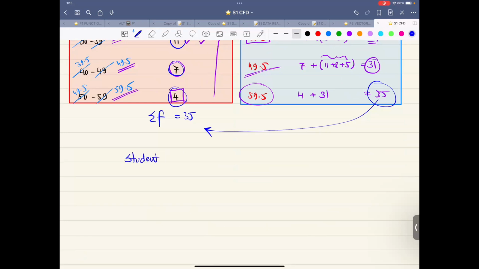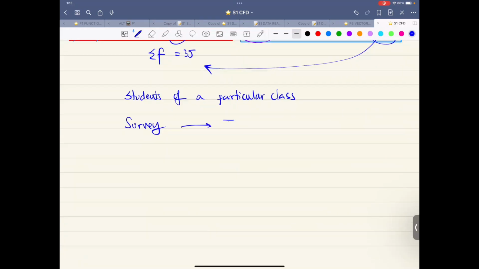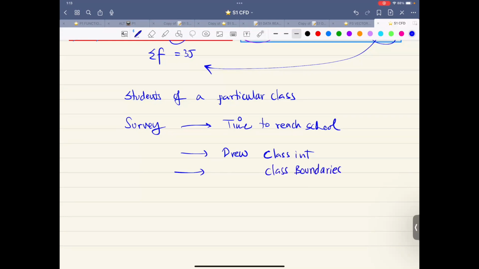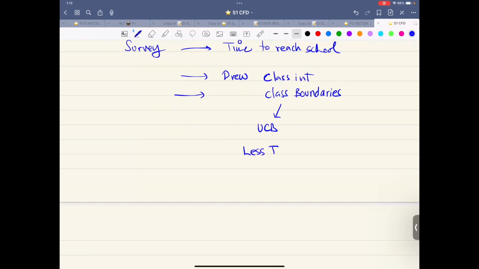So these are the students of a particular class, and a survey was carried out. And what is the objective of that survey? To take the data, the time to reach school. And what else was there? We drew class intervals. And out of class intervals, we created class boundaries. And then out of class boundaries, we focused on upper class boundary. We focused on the concept of less than, and then we accumulated.